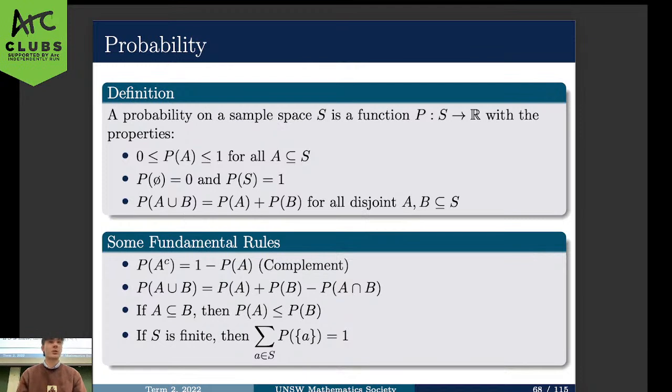Now, if we have two disjoint sets, so they have no overlap, then the probability of A or B occurring is the probability of A plus the probability of B. But a more general expression for this is the probability of A or B is the probability of A plus the probability of B, minus the probability of A and B, so their intersection. Additionally, the probability of a complement is 1 minus the probability of the original event. If A is a subset of B, then the probability of A is less than or equal to the probability of B, and the probabilities of every event occurring in the sample space, as we sum them up, should equal 1.